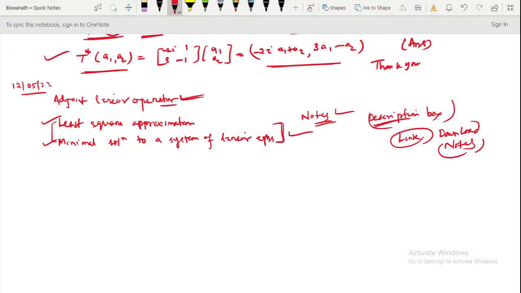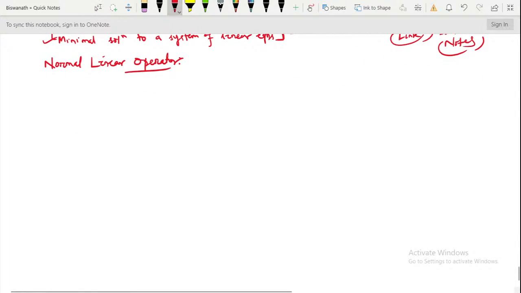So today I will start with the normal linear operator. Before going to the normal linear operator, we will first look at a lemma.